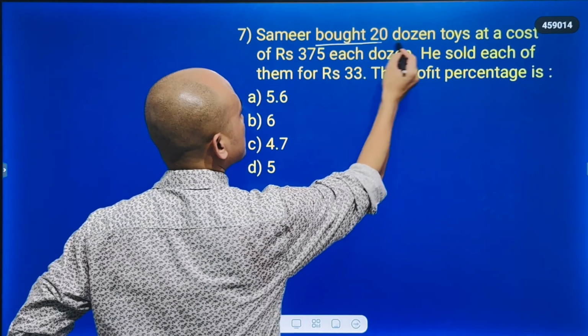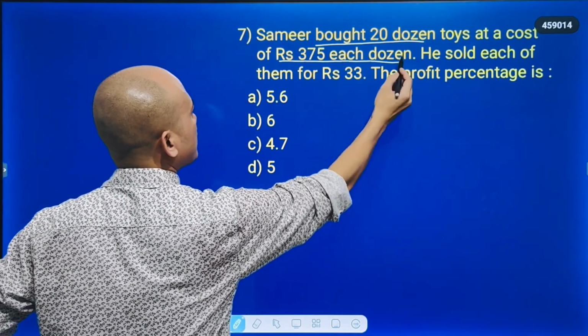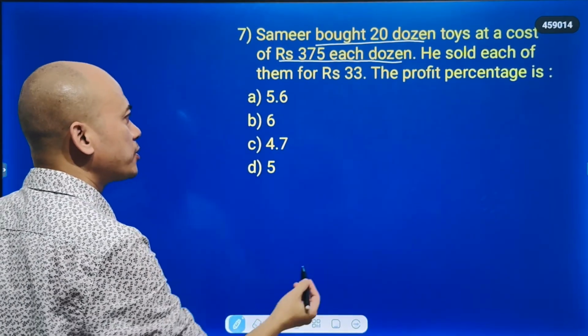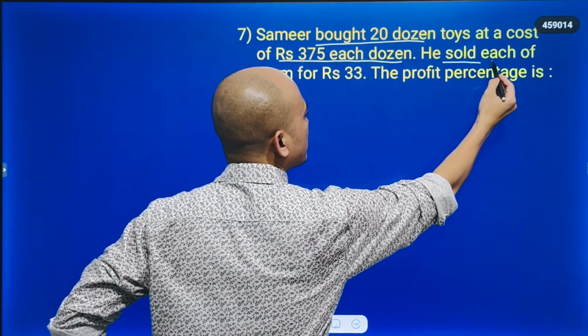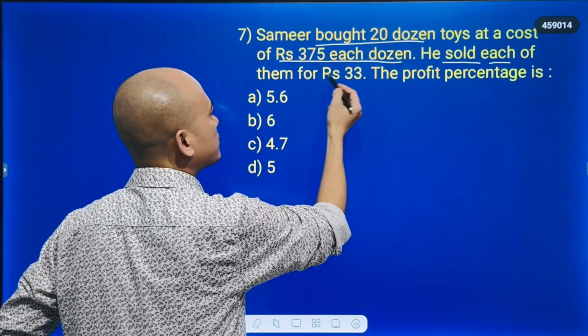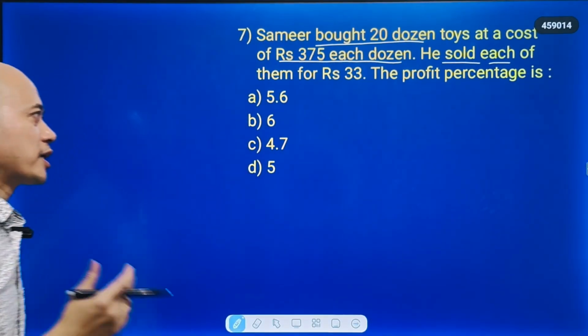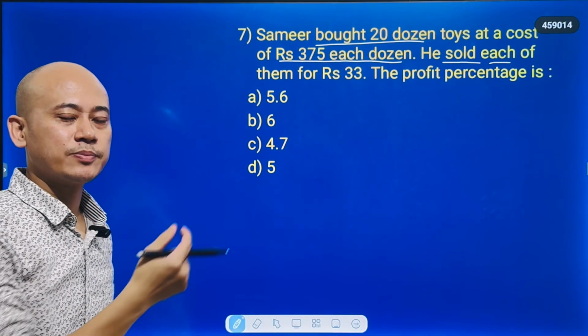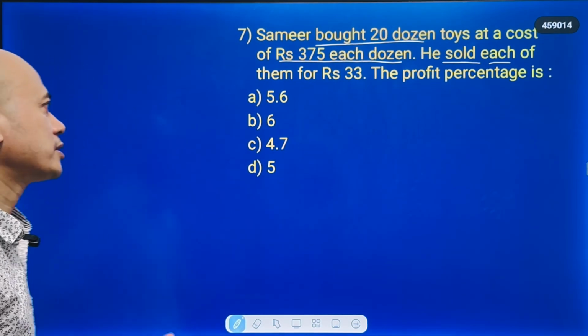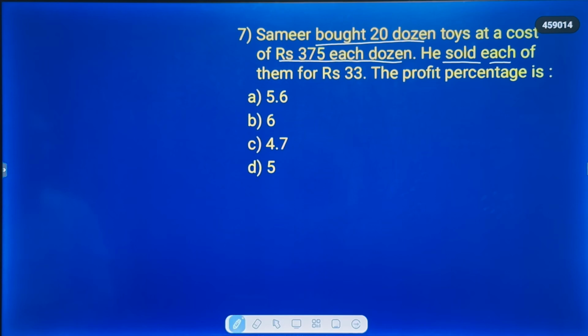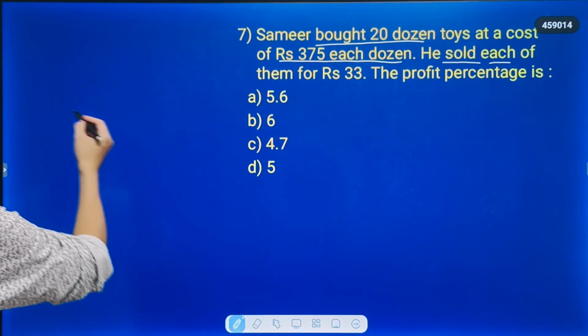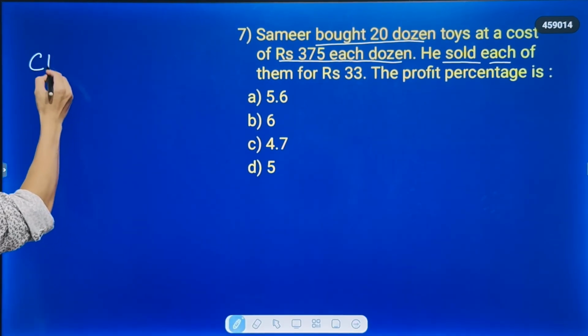CP is given: 20 dozens at a cost of 375 each dozen. SP is also given, but SP is given for a single quantity, each of them for 33 rupees. So SP is given in single quantity, but CP is given in dozen. 1 dozen is equal to 12 numbers or 12 quantities. So let's find the CP first.